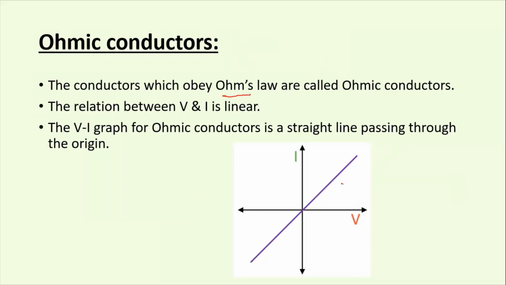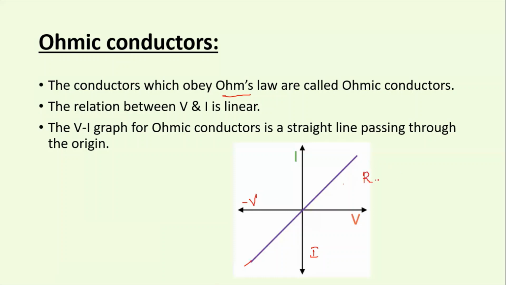Suppose if I reverse the potential difference, if I make the voltage negative, current will vary linearly with regard to the voltage in the opposite direction. That is the other part of the graph. So if the voltage is negative, current will be in this direction and the graph will again be a straight line and pass through the origin.